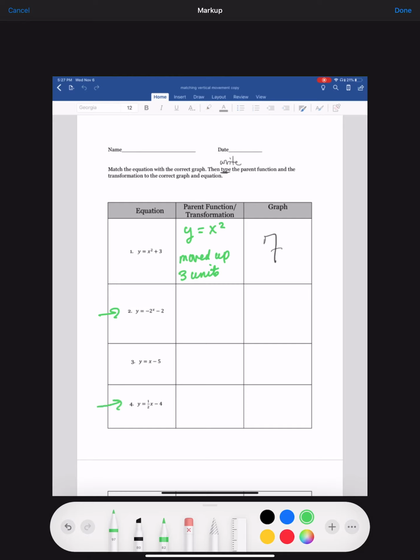So all the rest of the ones that are not multiple transformations, I'm looking for you to identify the transformation and the parent function. The ones that are multiple, just give me the parent function. And for all of them, give me the graph that goes with it. All right, hope this helps.